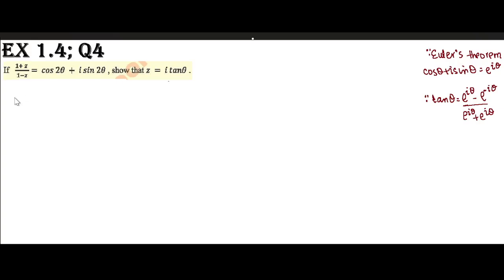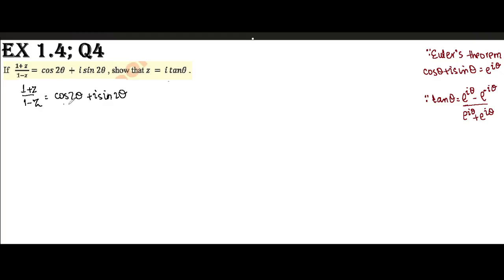Bismillahirrahmanirrahim. We are going to start question number 4 of exercise 1.4, in which we are given an equation and we are asked to prove this equation by solving it. First of all, we are going to write the question over here: (1 + z)/(1 - z) = cos 2θ + i sin 2θ.